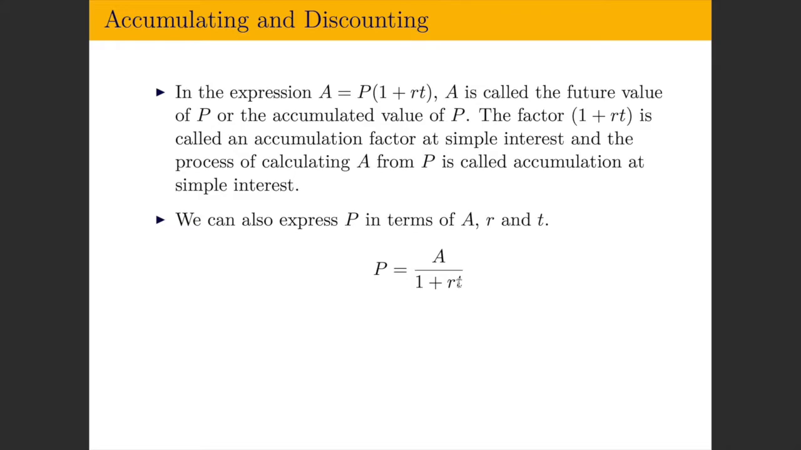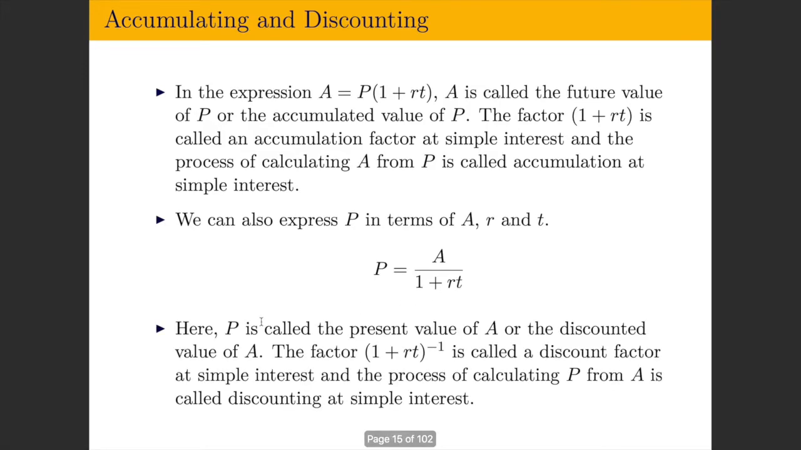Now here there's some new terminology that we're going to have to become familiar with. Here we call P the present value of A, or the discounted value of A, in fact. Now that factor, which is the reciprocal of 1 plus RT, so that's (1 plus RT) to the power of -1, or 1 over 1 plus RT, is what we call the discount factor at simple interest. And the process of calculating P from A is called discounting at simple interest.